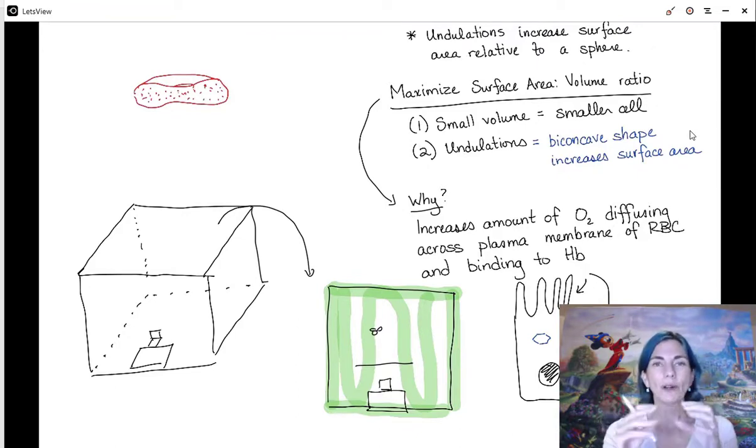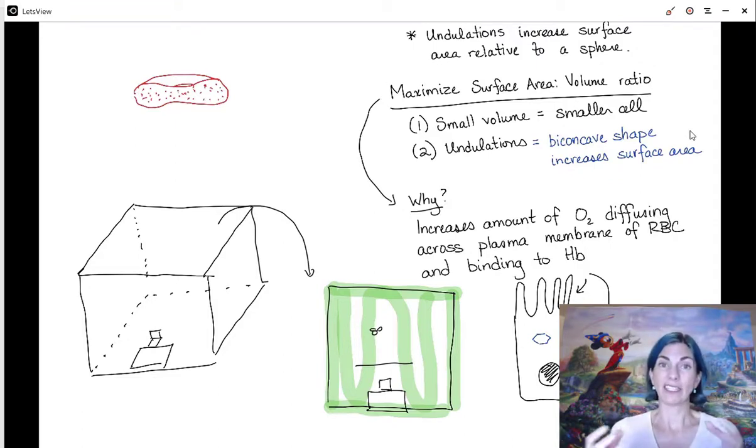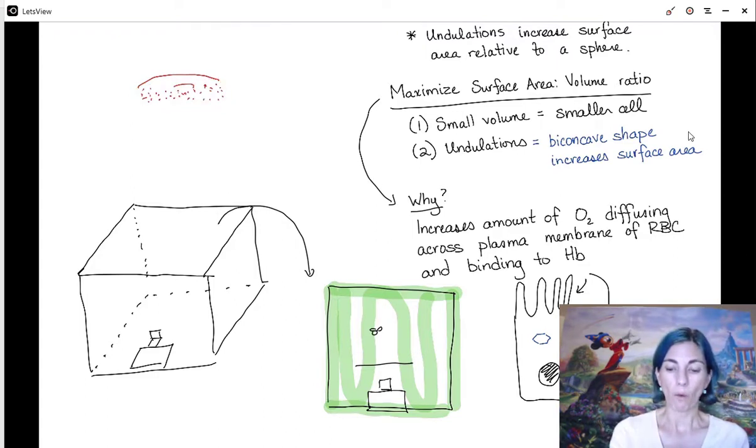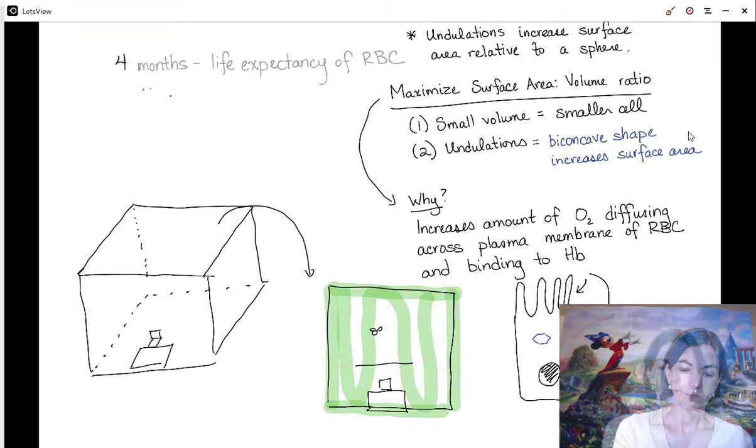Well, if you don't have DNA that codes for the instructions to actually make the repairs, the cell is eventually going to be like plastic that's left out in the sun. It's going to start breaking apart. And so the life expectancy of a red blood cell is actually about 4 months. Now, what you need to know about this is that it is the loss of the nucleus that ends up causing that short life expectancy.